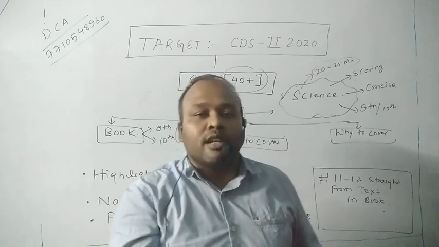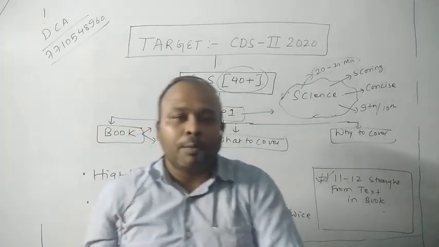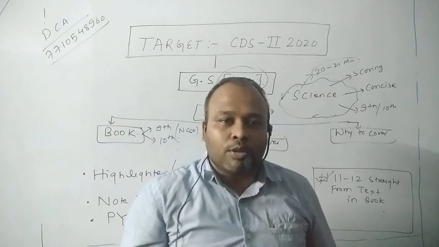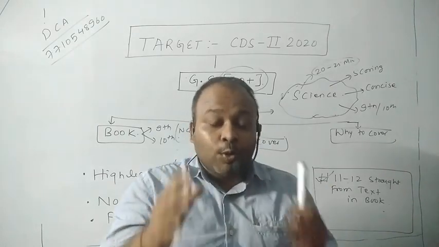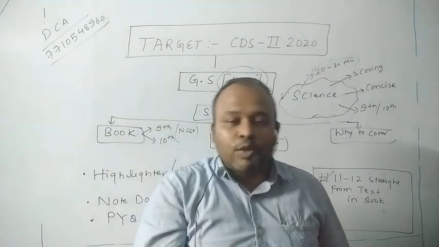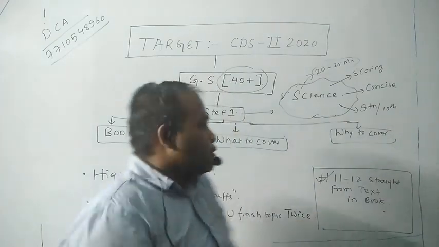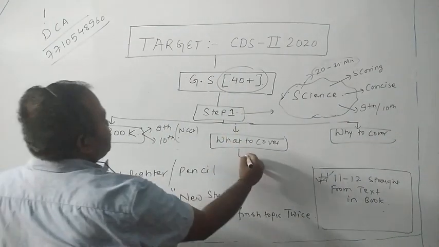Yes, of course I can tell you. Minimum 11 to 12 questions you can find in any paper, straight from the text of the book. The text looks easy, but there is a lot between the lines, right? So what exactly do you need to cover apart from the basic text? There are some boxes. So what you need to cover is the boxes.